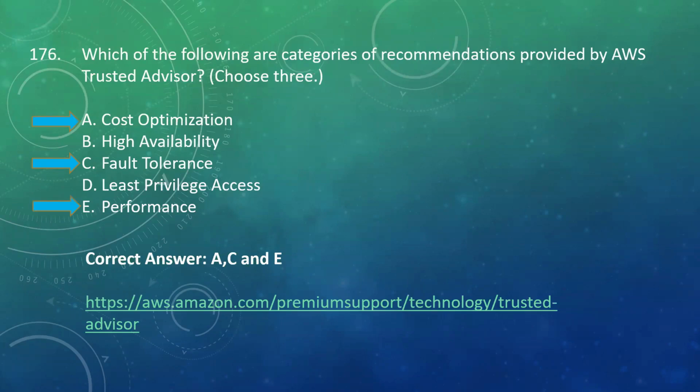Again, I have a link on my screen, which you can use to read about different types of recommendations that are made by AWS Trusted Advisor. Now, for the sake of this video, apart from these 3, it also provides recommendations related to security and service quotas. So in total, it provides recommendations for 5 categories: cost optimization, fault tolerance, performance, security, and service quotas.